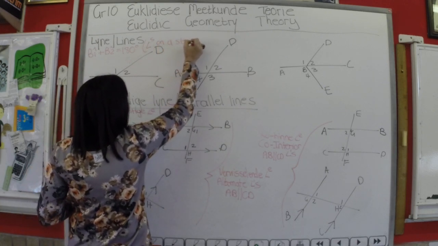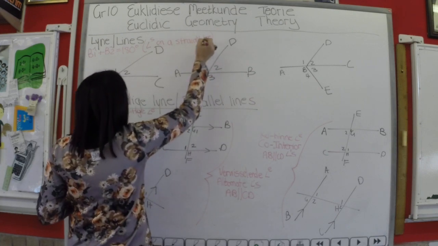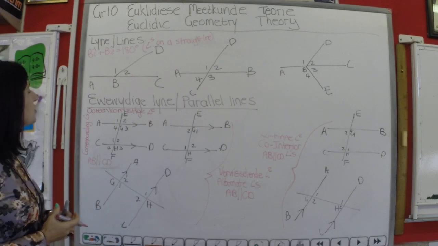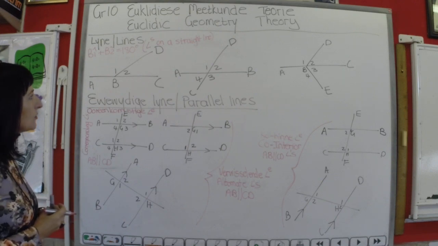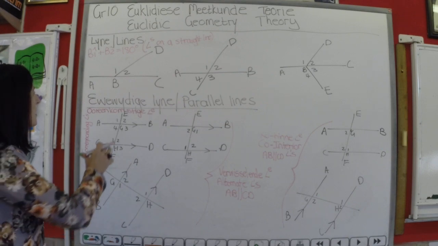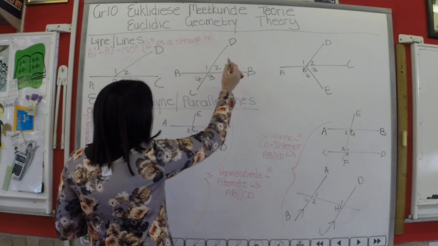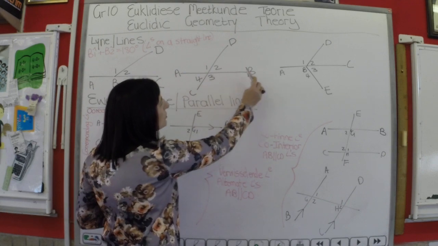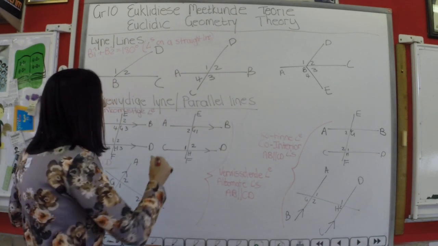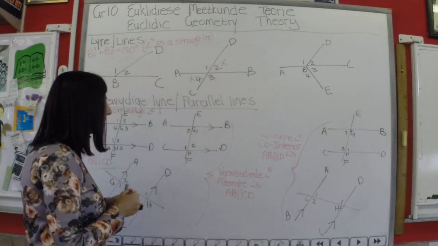Ons noem dit ook aangrensende supplementêre hoeke. Adjacent supplementary angles. Luister mooi, aangrensende supplementêre hoeke, want hulle is langs mekaar en hulle is saam 180 grade. If you go and look at this picture, we can see that these two lines form a cross. Kan julle sien? Juffrou noem dit ook sommer kruisiehoeke. Dit is 2 hoekies wat regoorstaande is en hulle is gelyk aan mekaar.